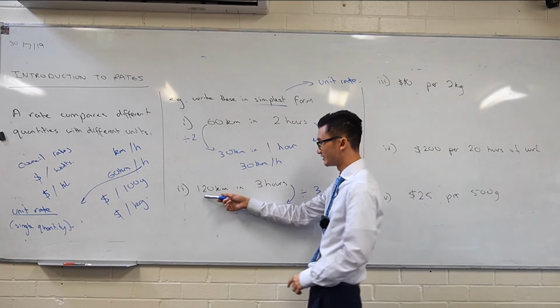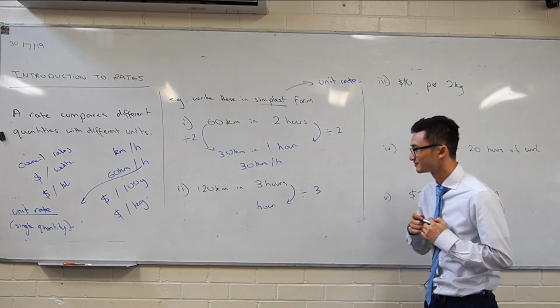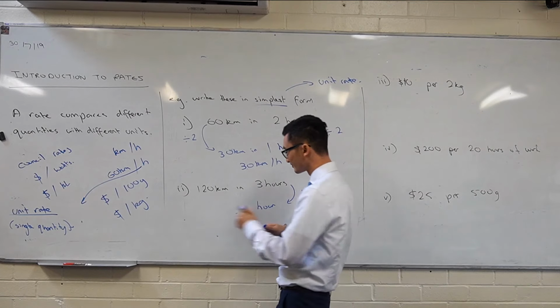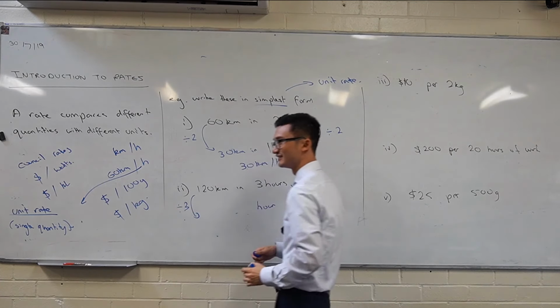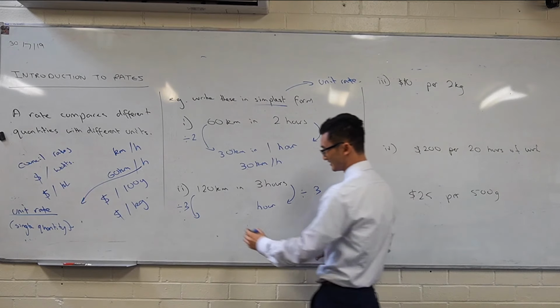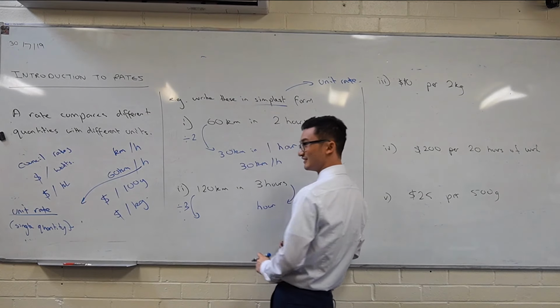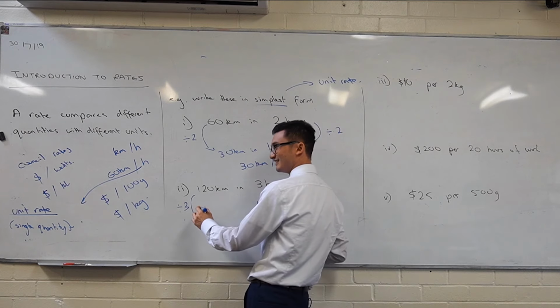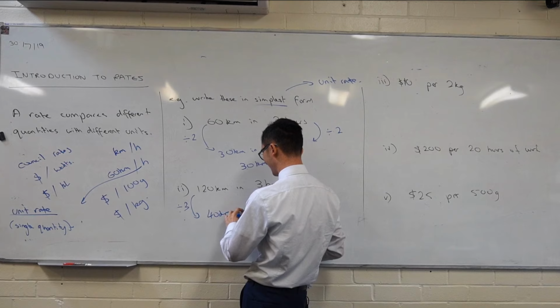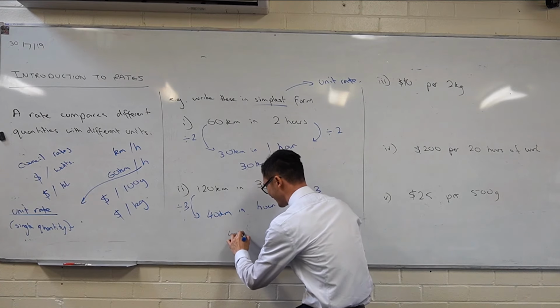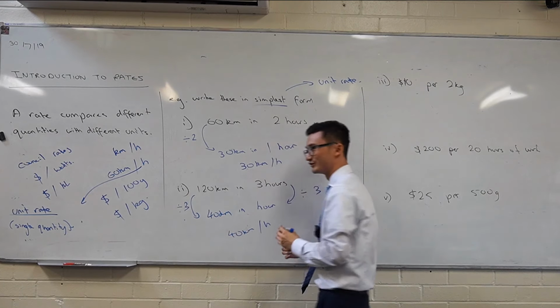Nick, what would I get if I do that to the other side there? I'd divide 3? And what would I get? You'd get, like, 40. 40 kilometers in an hour. So 40 kilometers per hour, which is our school zone speed, right?